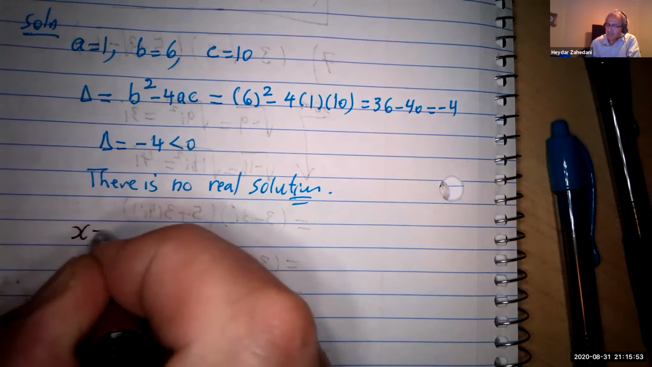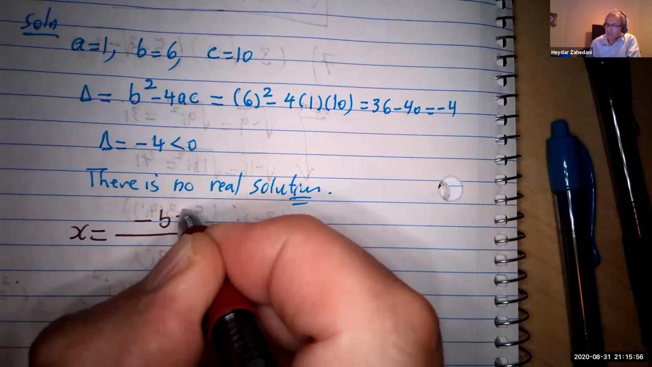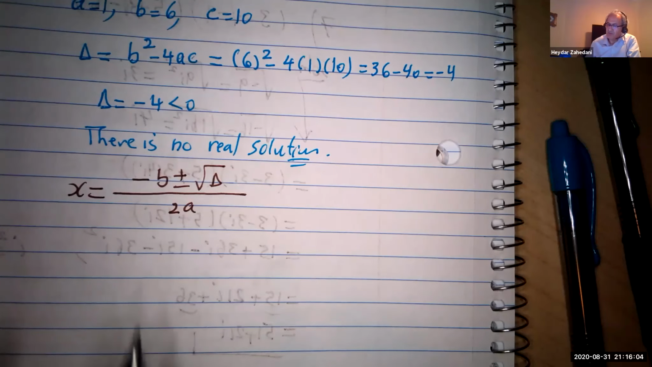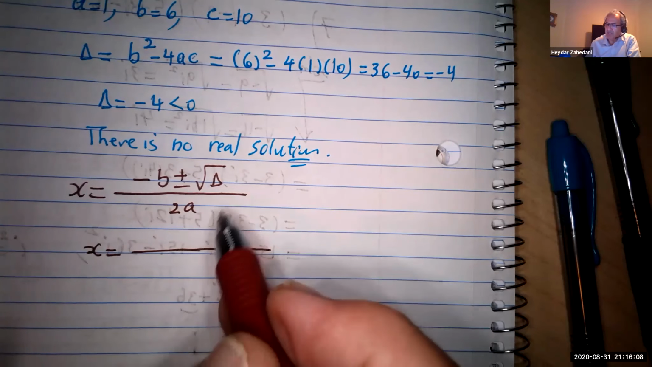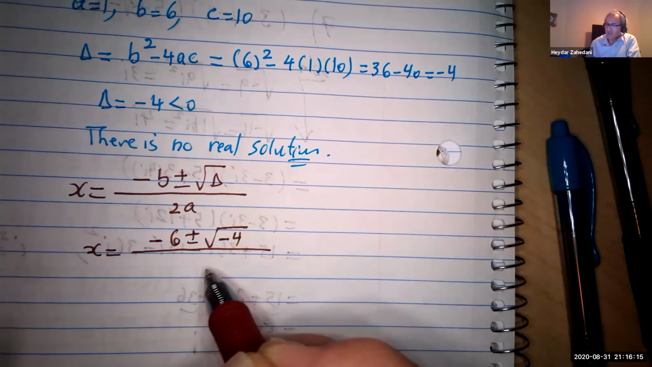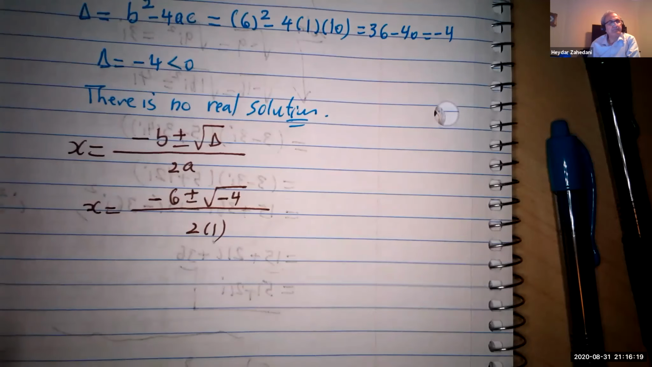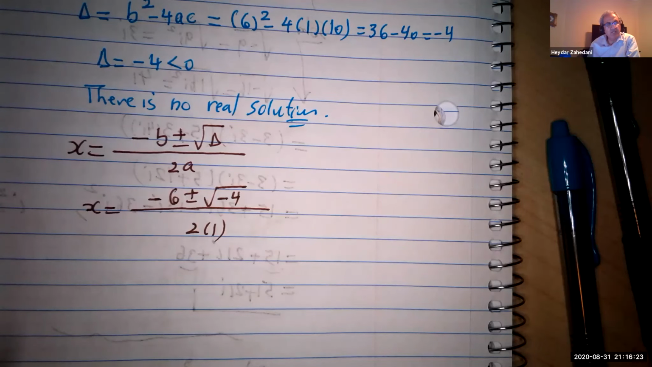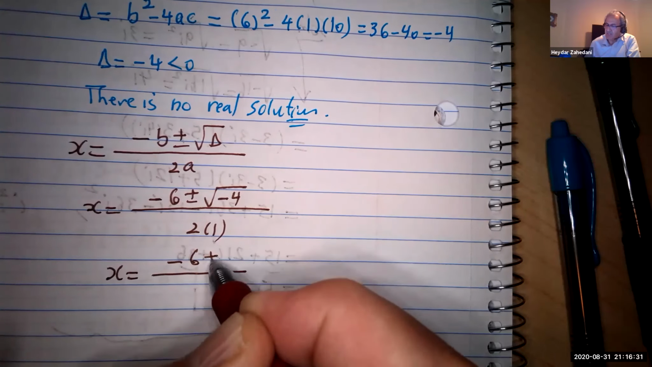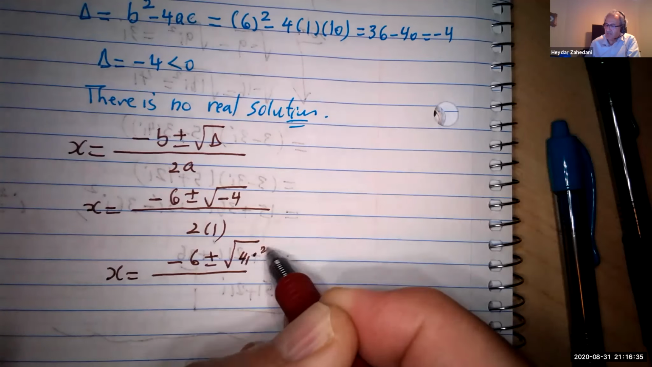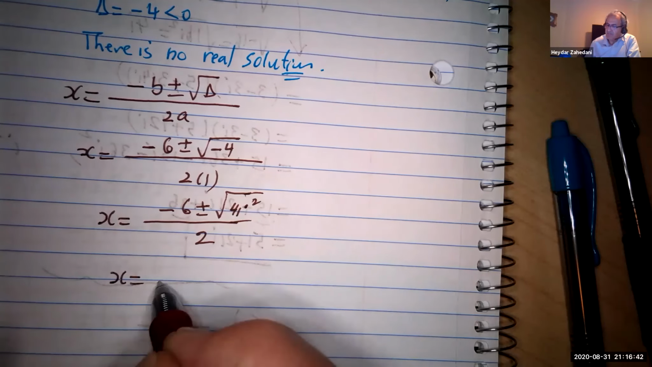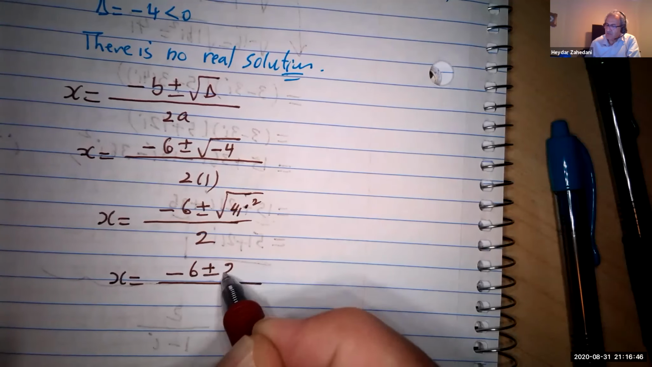So get the formula, x equal to negative b plus or minus radical delta over 2a. Substitute, x equal to negative b. B is 6, negative 6, plus or minus radical delta. Delta is negative 4, over 2a, 2 times 1. Remember negative 4, we change it to 4i squared to continue. So x is equal to negative 6 plus or minus the square root of 4i squared divided by 2. The square root of 4i squared would be 2i, so x would be negative 6 plus or minus 2i divided by 2.